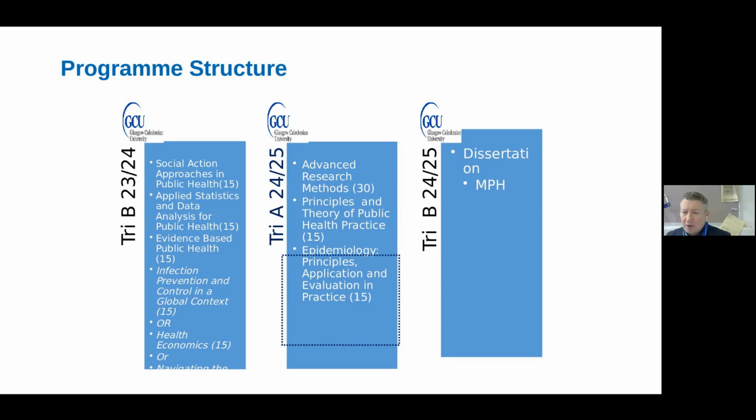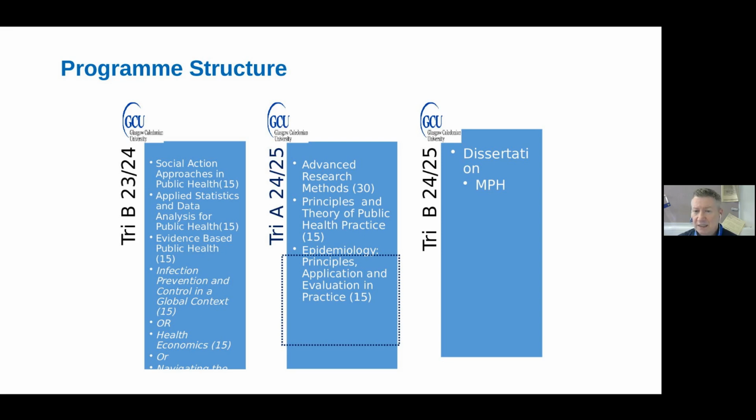This is to give you a bit of a flavour of the programme flow if you're starting in January this year. That would be trimester B, as you can see here. When you start at the end of January for trimester B, you'll be studying 4 modules within that trimester. The core modules are social action approaches in public health. I'll talk a wee bit more about them in a minute.